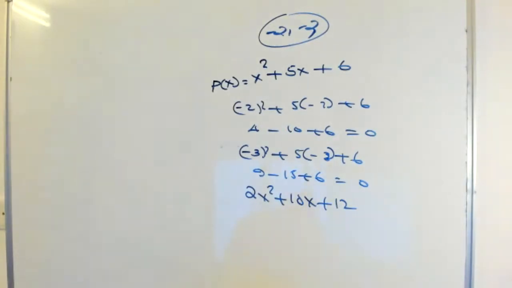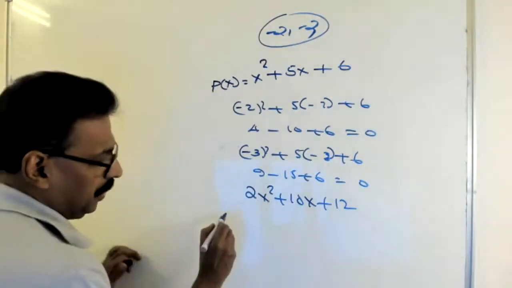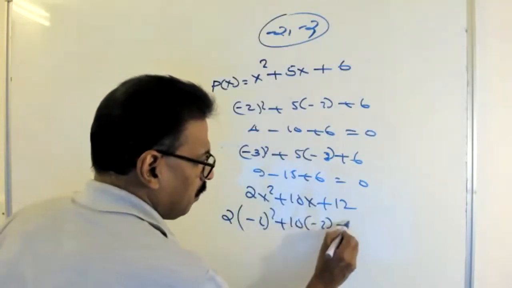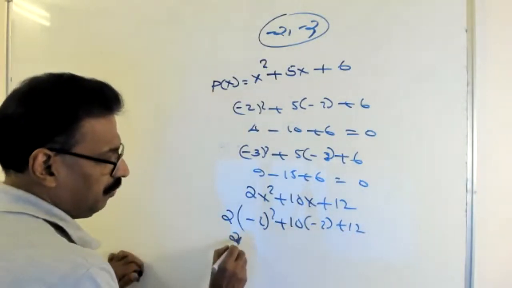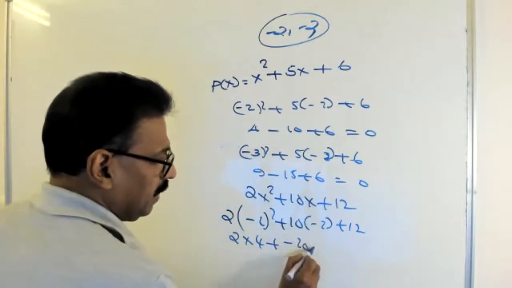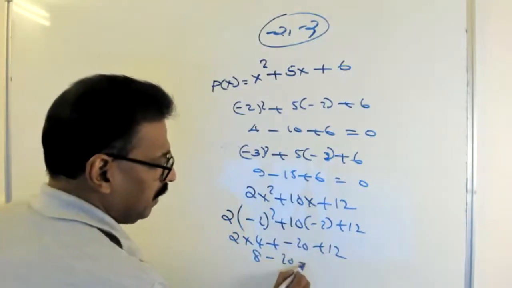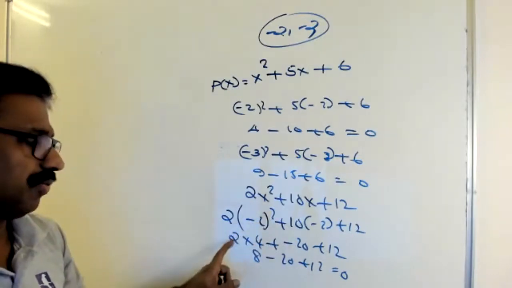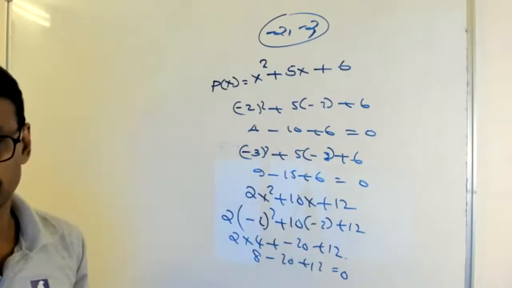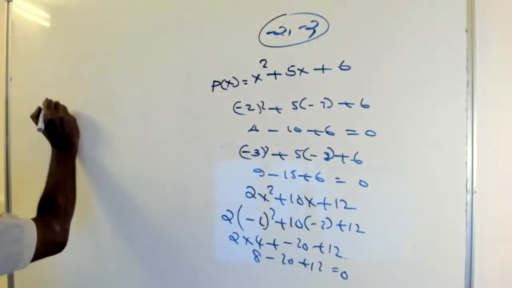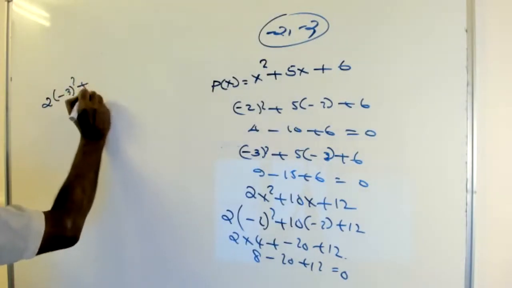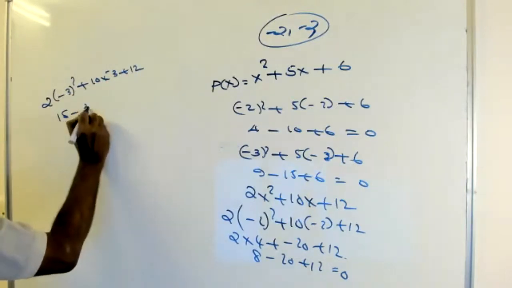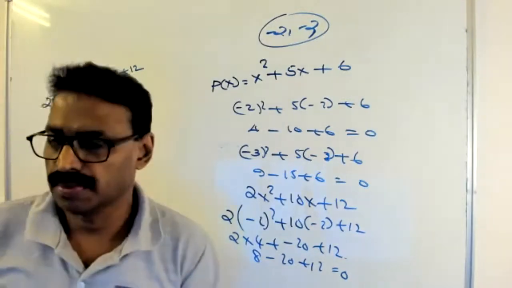Okay. Look here. Some said no zero. 2 into minus 2 square plus 10 into minus 2 plus 12. 2 into 4 plus minus 20 plus 12. So 8 minus 20 plus 12 equal to 0. Correct or not? Mandar, maybe you substituted wrong. Minus 2 square is 4, 2 into 4 is 8, minus 20 plus 12, that is 0. Correct? Then minus 3: 2 into minus 3 square plus 10 into minus 3 plus 12. 9, 18 minus 30 plus 12. That's also 0, right? Clear now.